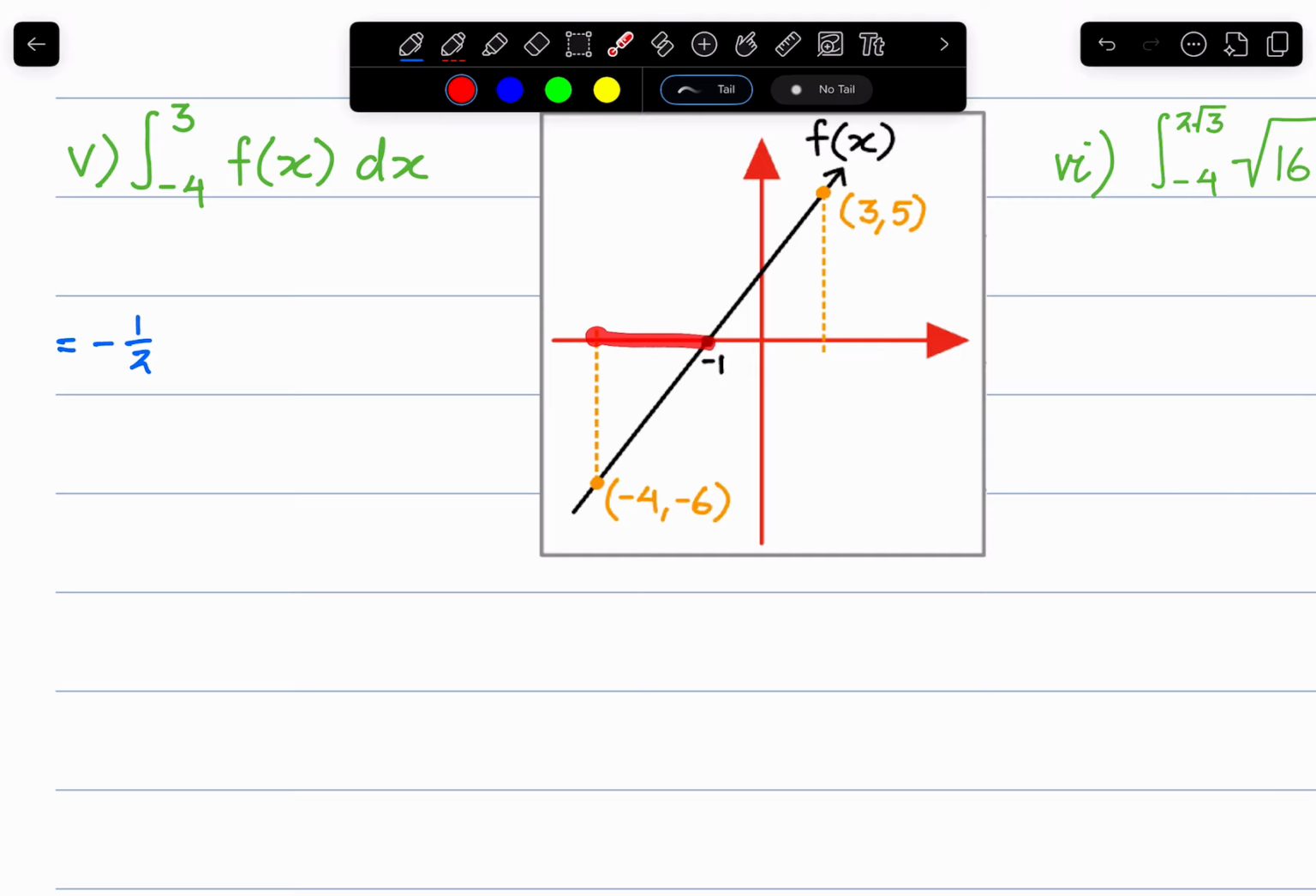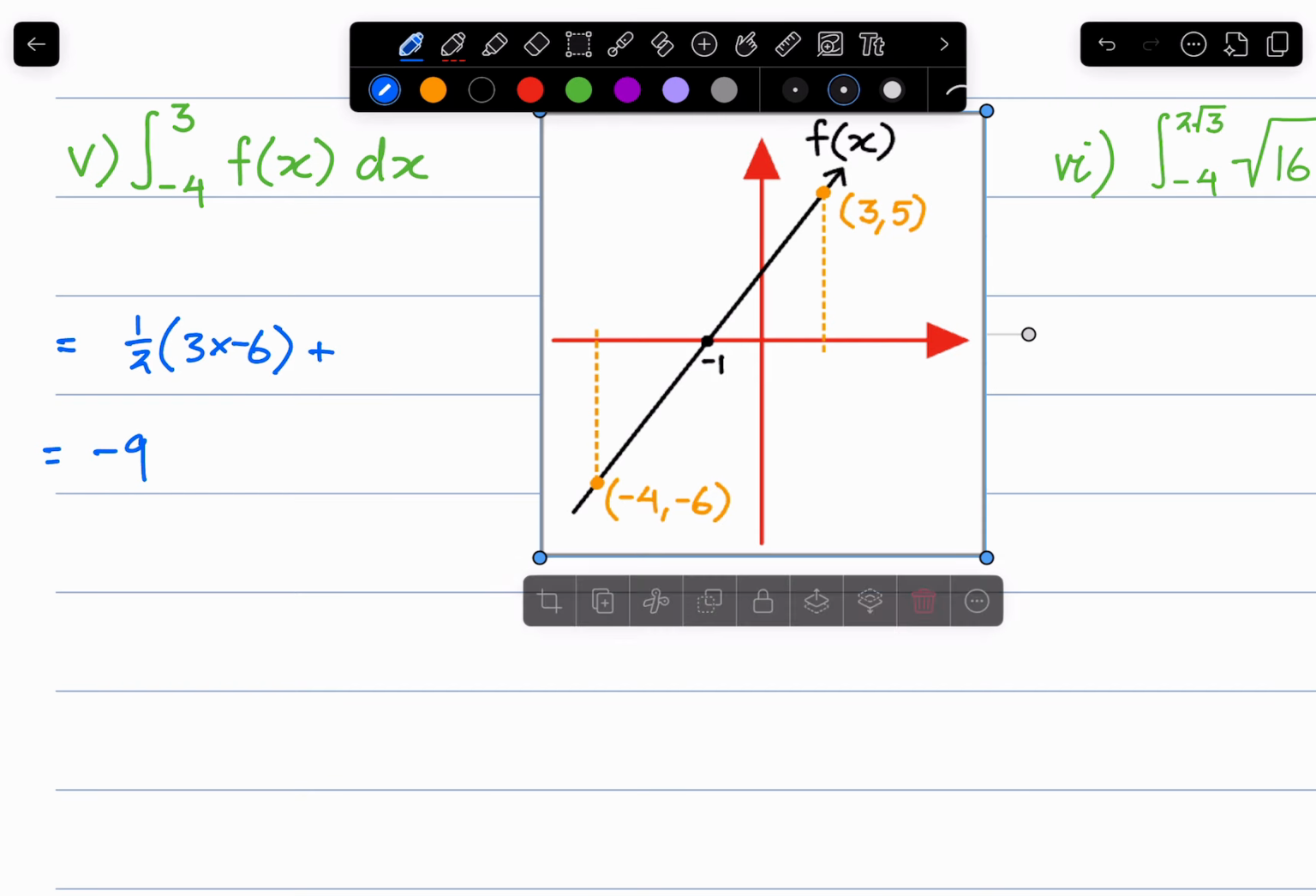That is 3 units across, so half times 3 times the height here, which is 6. I've already put this negative here, just to make it a little bit easier, so the height of this is -6. So long as you understand that the area of this must come out to be a negative value. So this will give me -9.